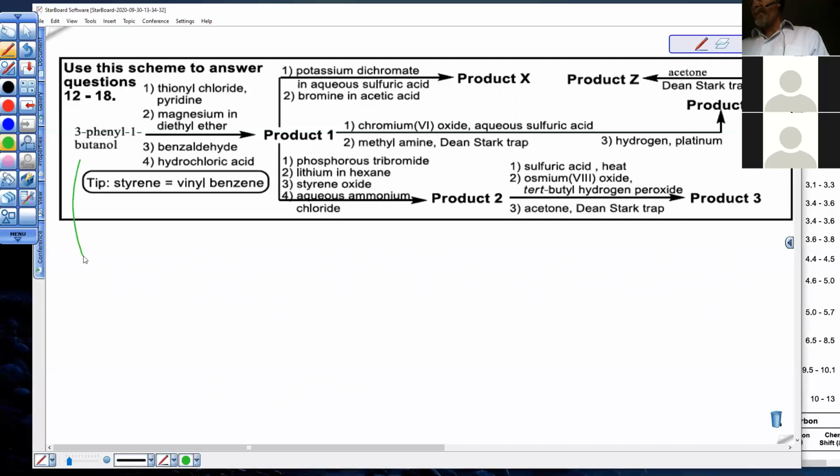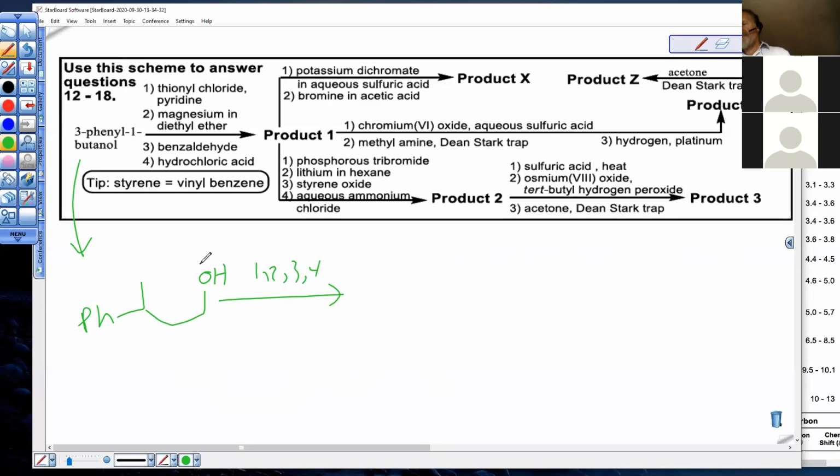3-phenyl 1-butanol. Phenyl. 3, 4, 2, 1. 1, 2, 3, 4. Got that. So 1, 2, 3, 4 here. Thionyl chloride makes this into a Cl. Magnesium makes a Grignard. Grignard's attacking benzaldehyde. We better know what benzaldehyde is.